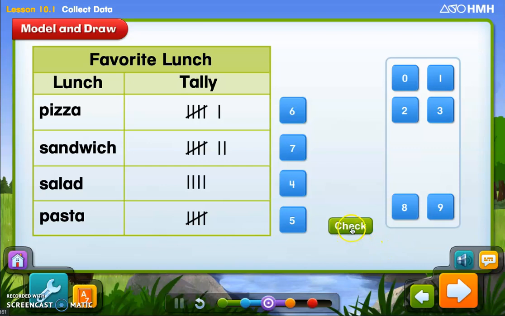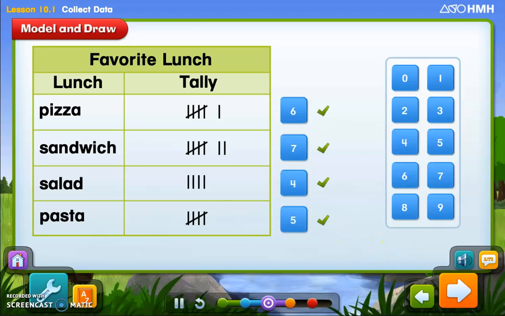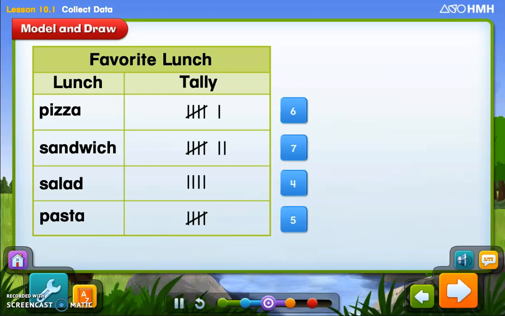Now let's check our work. That's right. The tally marks show that 6 of Greg's classmates like pizza for lunch, 7 like sandwiches, 4 like salad, and 5 like pasta. Which lunch did the most classmates choose? Select the row. Let's think about it. Let's look for the one that had the most votes. We had 6 for pizza, 7 for sandwiches, 4 for salad, and 5 for pasta.